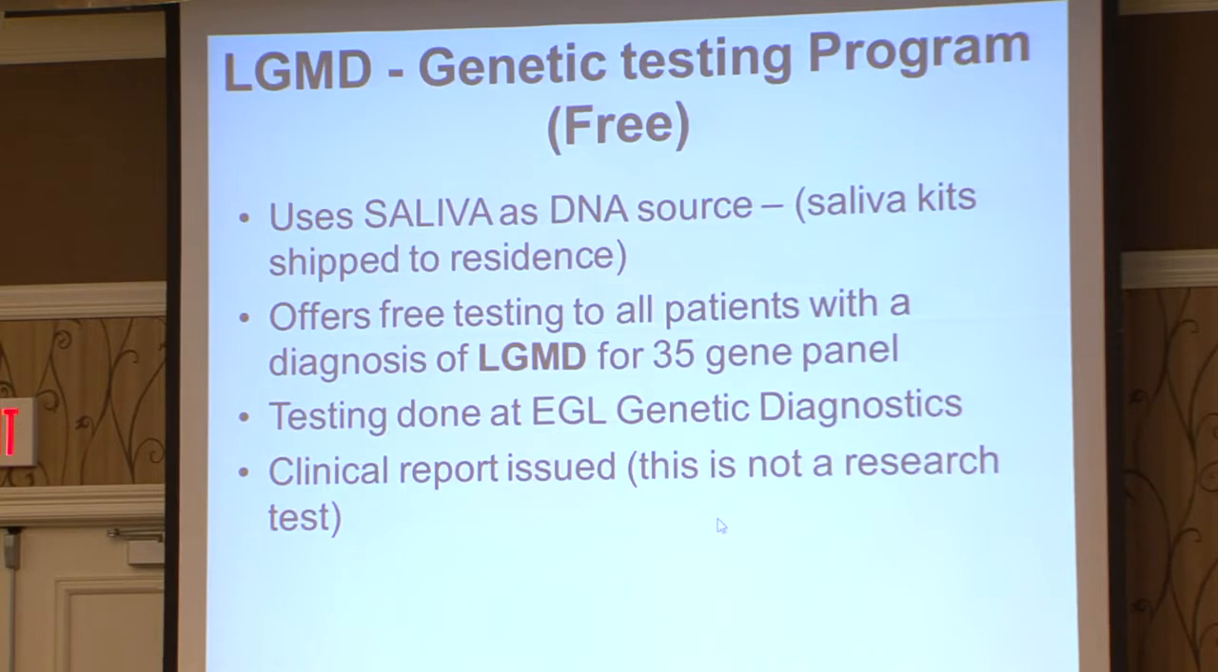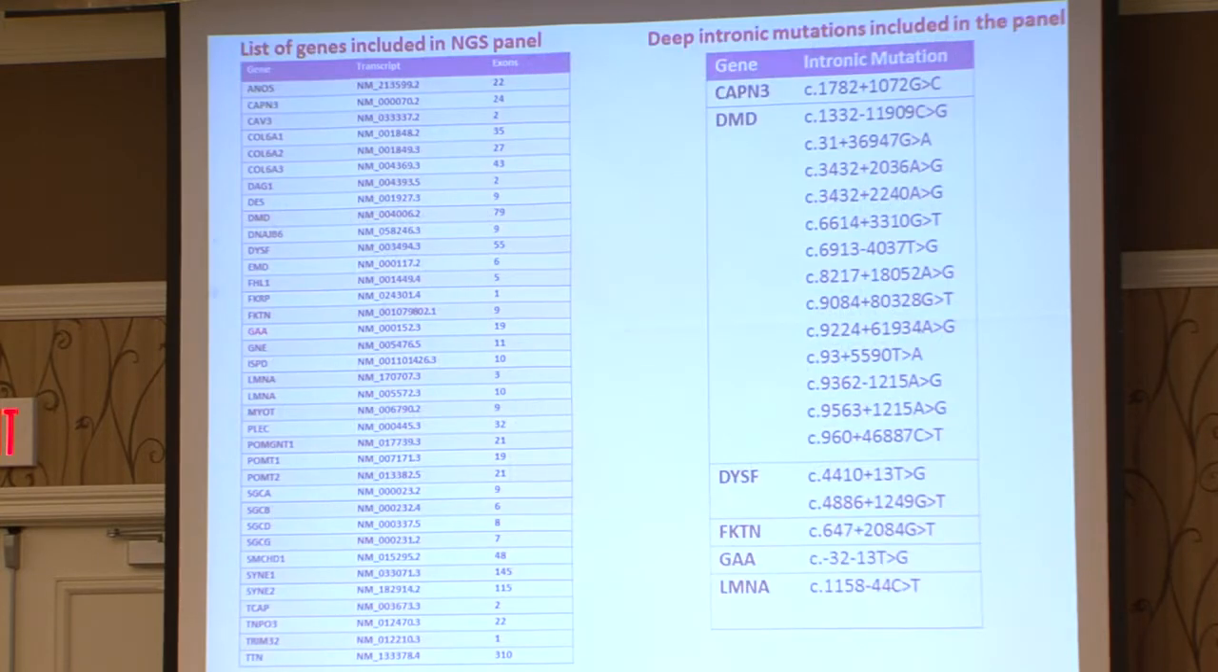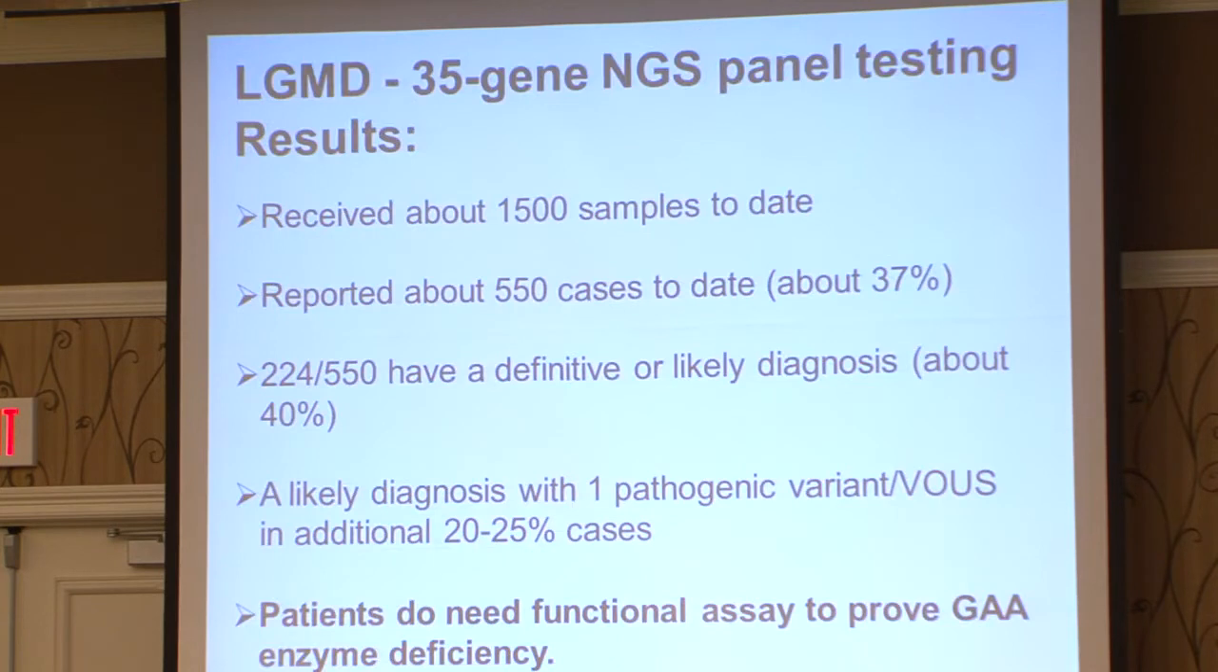A clinical report is issued. And this is just like a list, you don't need to read it, but Pompe is one of these LGMD panel genes. So they have included 35 genes in there. So far in 1 year, as of today, they have received 1,500 samples, and they have reported results on 550, about 37% of them. These slides were shared by the Emory group with me, thank you to them.